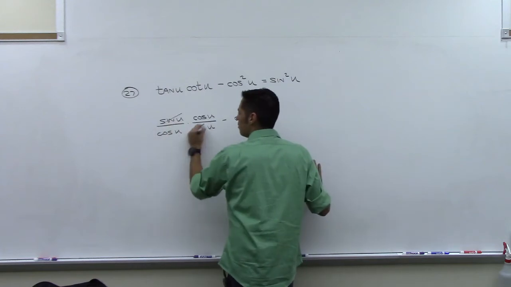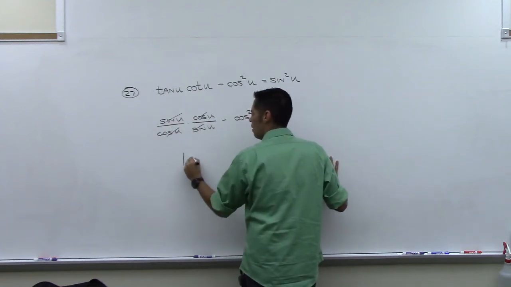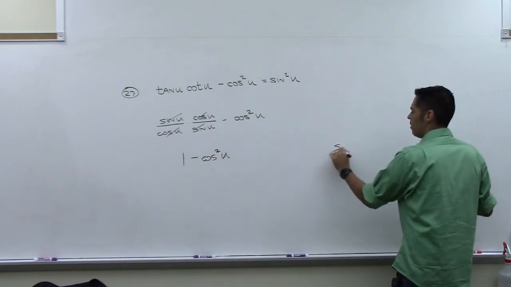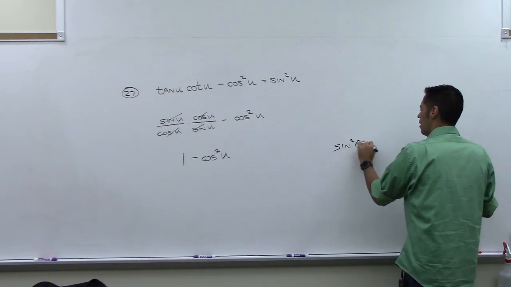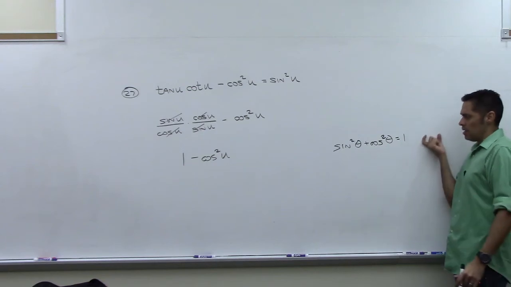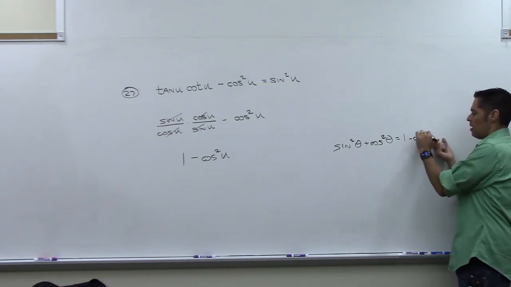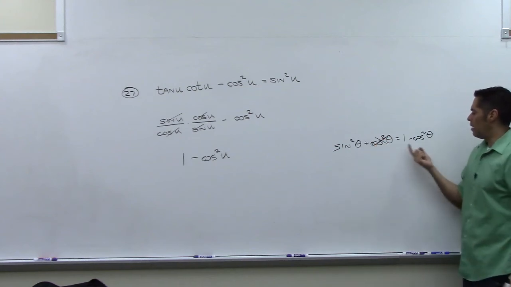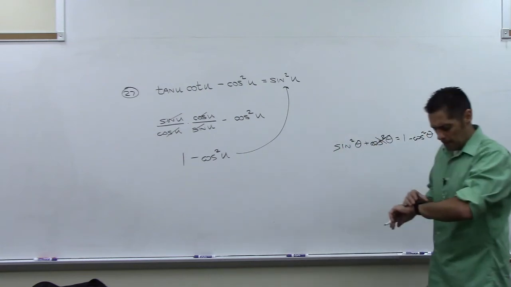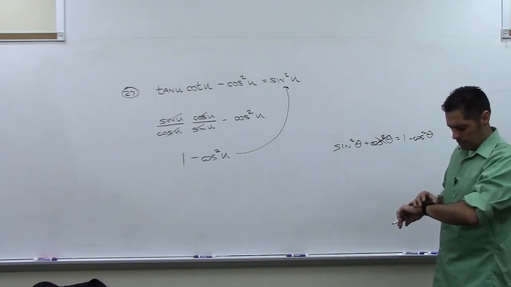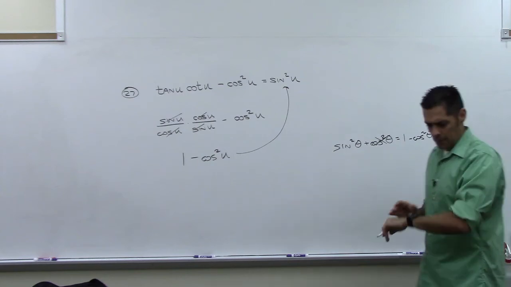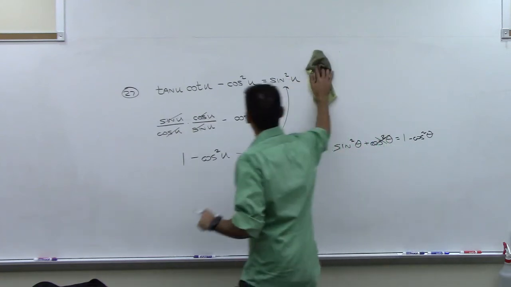Now the sines cancel, the cosines cancel, and I'm just left with a 1 there. 1 minus cosine squared u. And that, again, is a Pythagorean identity. Remember, we had sine squared theta plus cosine squared theta equals 1. If we bring the cosine squared theta over to the other side, you get 1 minus cosine squared theta is equal to sine squared theta. So this is this. Oh, that's nice. All right, number 27 is done.